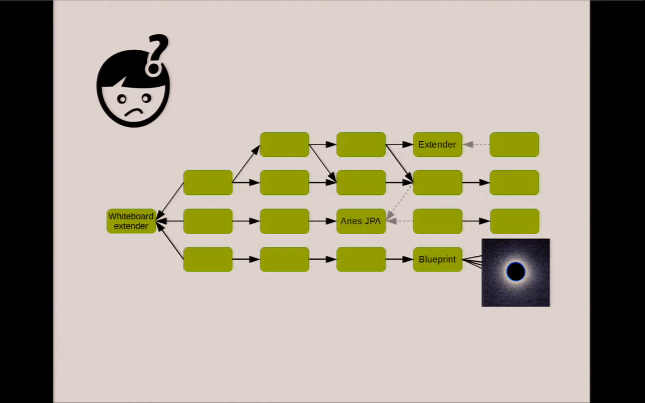And Blueprint is a kind of black hole. There is no information out. So there are these Blueprint events, but it wasn't enough for us. I developed a web console plugin just to be able to see, and it uses an internal API of Aries Blueprint to get out some information. You can use it. It's on Maven Central.